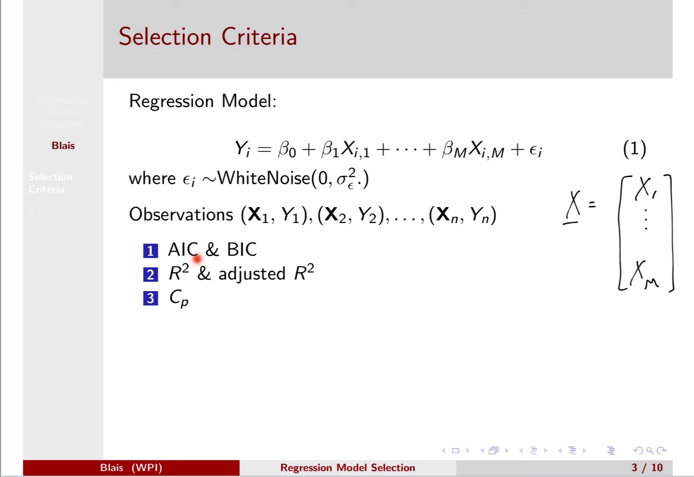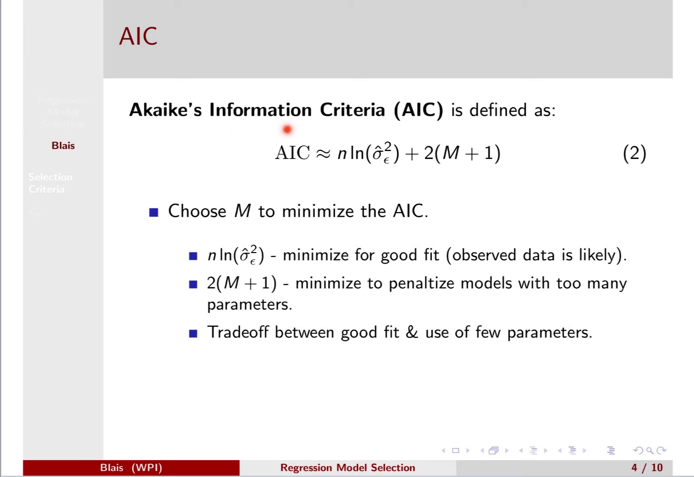So let's talk about AIC, BIC, R squared and adjusted R squared, and Cp as our criteria for deciding how many of our predictor variables we should use. The first criterion we look at is Akaike's information criterion, usually just called AIC. It is defined in this way, although this is really a standard approximation we use for it. We have n times the log of the estimate that we get for the variance of the white noise, sigma epsilon squared hat, plus 2 times m plus 1. Really, our choice here boils down to m. Remember, m is the number of predictors.